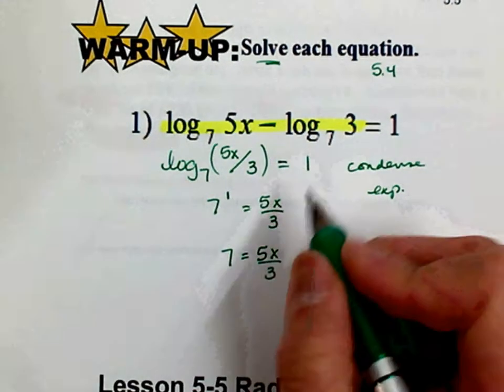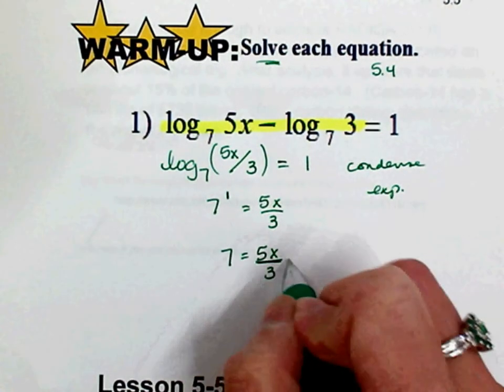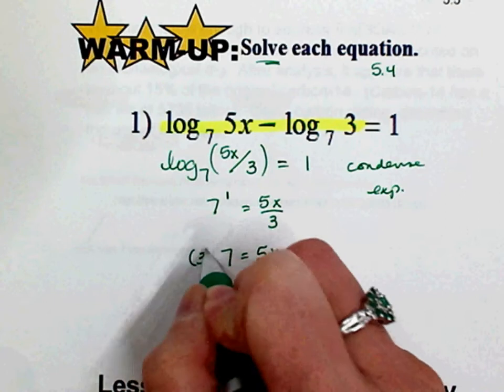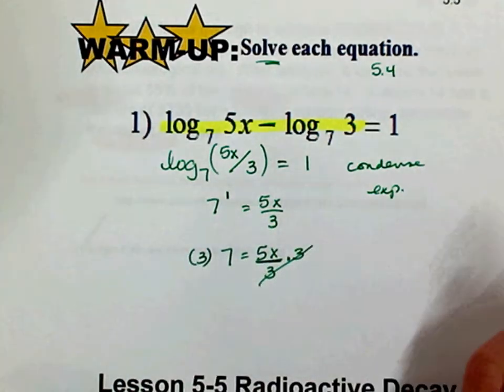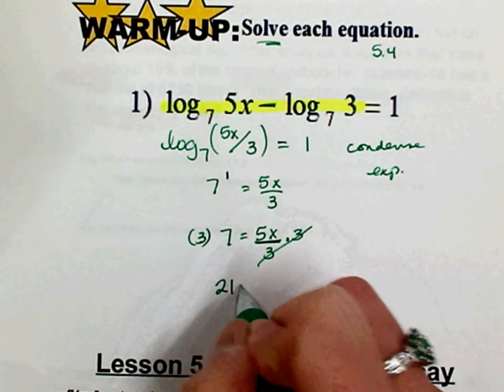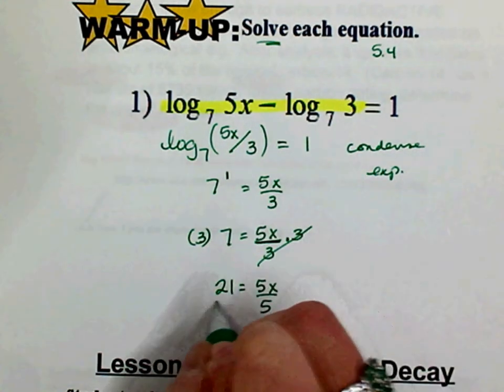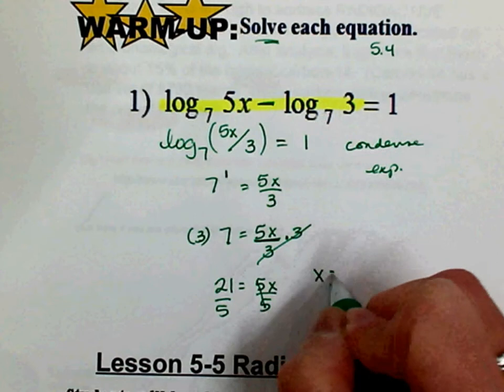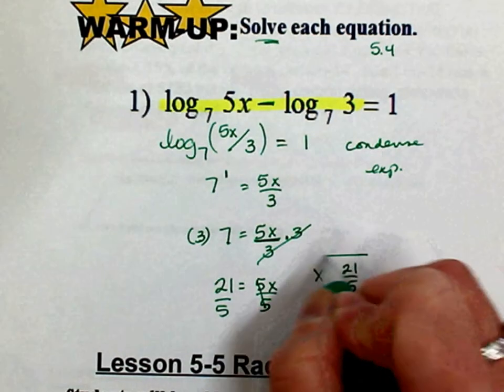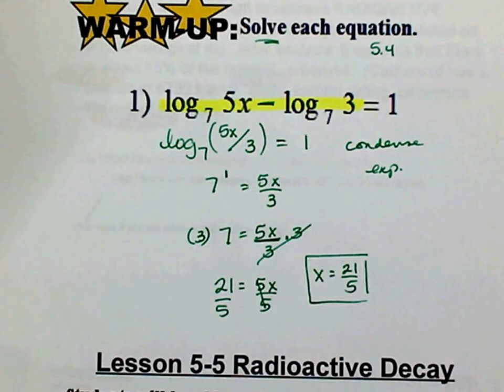How do you solve? Get rid of the fraction. The opposite of dividing is multiplying. What you do on one side, you do to the other. 3 times 7 is 21, equals 5x. Solve for x. Divide by 5 on both sides. So x is equal to 21 over 5. Check your answers. 21 over 5.